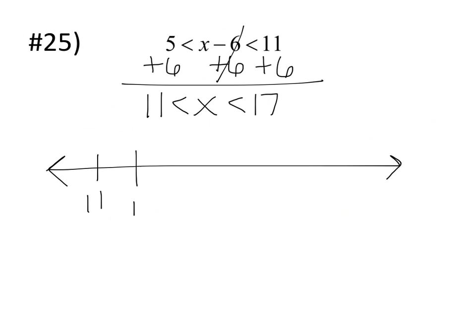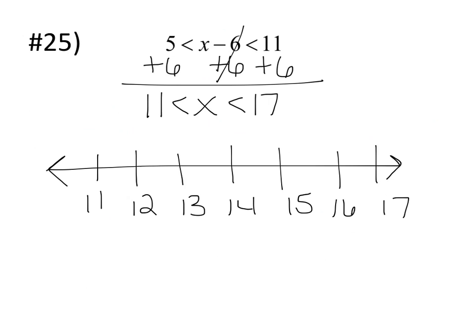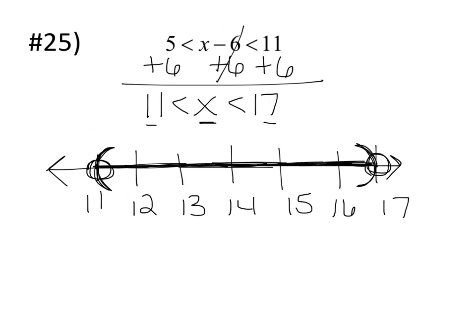Got 11, 12, 13, 14, 15, 16, 17. It's going to be an open circle at 11, an open circle at 17, which we now talk about as parentheses. And because x is in between these numbers, we shade in between these numbers. It's as easy as that, guys. Makes total sense. So when we go to write an interval notation, it's a parenthesis at 11, goes to 17, and then it's a parenthesis at 17.